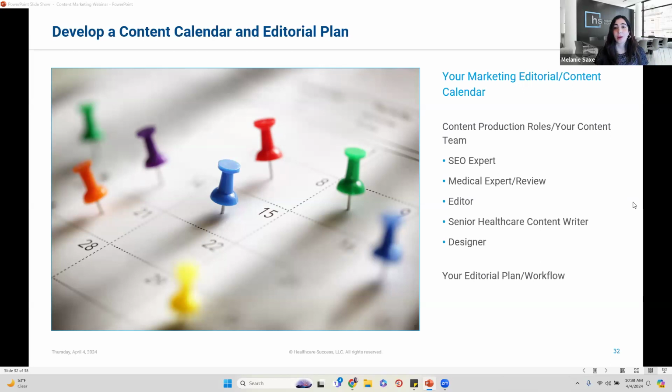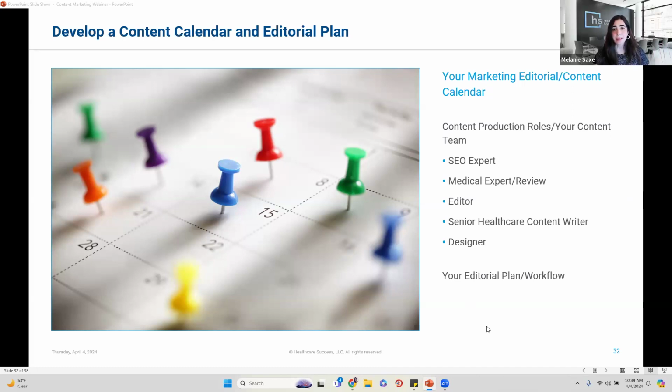Then you also want the right kind of writer on your team. So at Healthcare Success, when we say senior healthcare content writer, we are talking about a writer that has 7 or more years of professional experience writing website copy in the healthcare space. It's asking a lot, but let me tell you, it means that we are not going through a billion drafts. First, second draft, send it through medical review, they tweak for subject matter, and off you go. So it is worth investing in good quality, experienced writers in your industry.